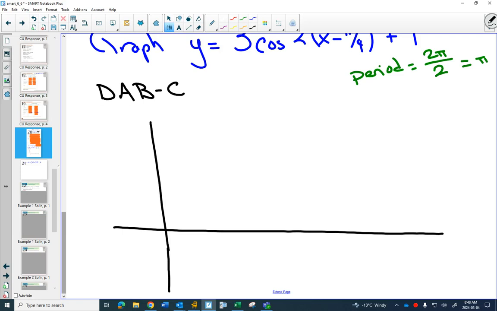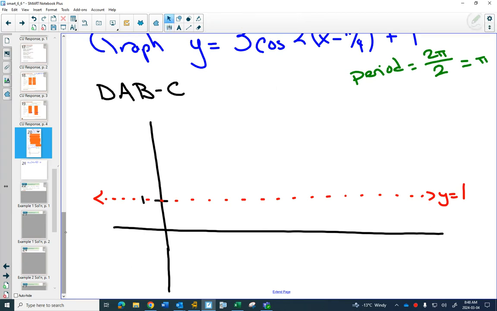Get our grid paper ready, and the very first thing that we're going to do is start with our D value. Our D value is 1. So what we do is at y equals 1, we draw a horizontal line, dotted line, because it's not part of the graph. It just helps us draw the graph. And this is all you have to do for the D part.